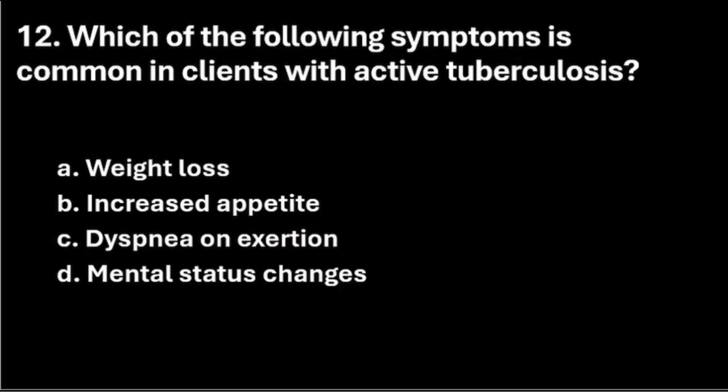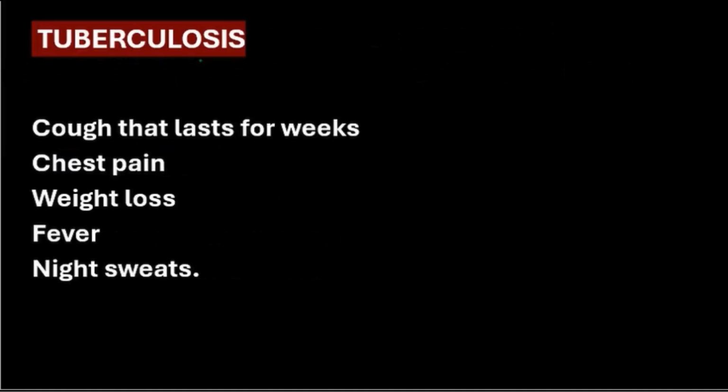Next question. Which of the following symptoms is common in clients with active tuberculosis? Option A, weight loss. Option B, increased appetite. Option C, dyspnea on exertion. And option D, mental status changes. The right answer here is option A, weight loss. See, the classic signs and symptoms of tuberculosis are a cough that lasts for weeks, chest pain, weight loss, fever, night sweats, etc.